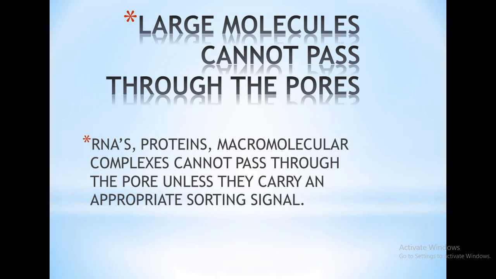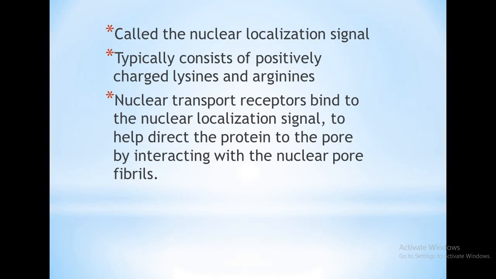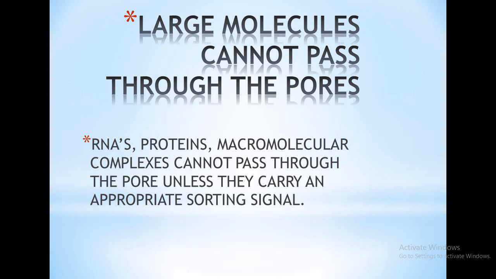Proteins moving from the cytosol into the nucleus are transported through the nuclear pores that penetrate the inner and outer nuclear membranes. The pores function as selective gates that actively transport specific macromolecules but also allow free diffusion of smaller molecules. Large molecules cannot pass through the pores. RNA, proteins, and macromolecular complexes cannot pass through unless they carry an appropriate sorting signal.